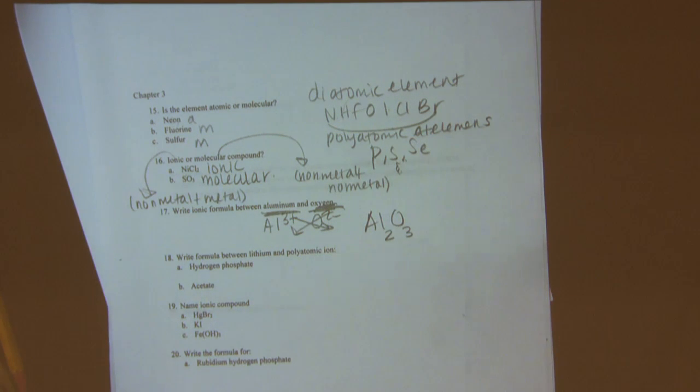If it's a metalloid, and we have a metalloid and a non-metal, would that be ionic? Usually they won't give you a question like that because that's really weird. But yes, it would be like the non-metal and metal, so it'd be ionic.